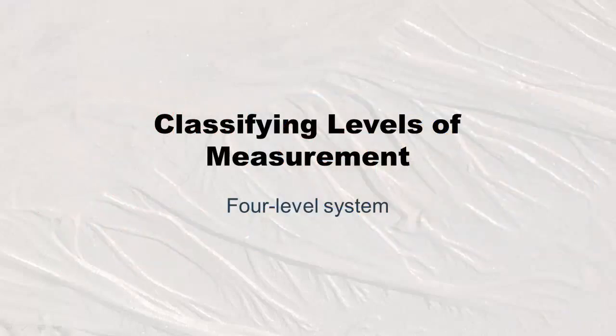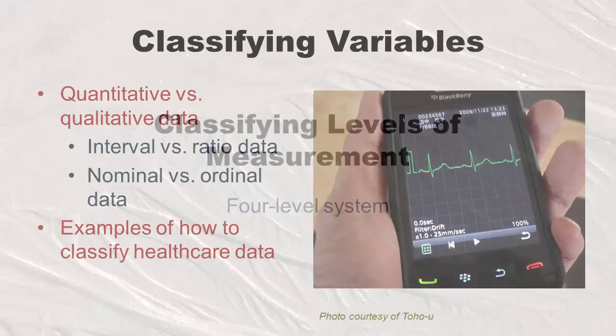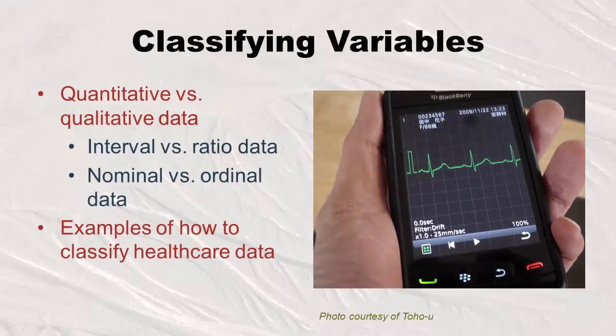Alrighty, now we're going to get into classifying variables into different levels of measurement. So remember our variables, right? Like we have individuals and then we have variables about them. And those variables actually can only fall into two groups, quantitative versus qualitative. And then depending on which group they fall into, you can further classify them as interval versus ratio or nominal versus ordinal. And I'm going to give you some examples of how to classify a few healthcare types of variables.